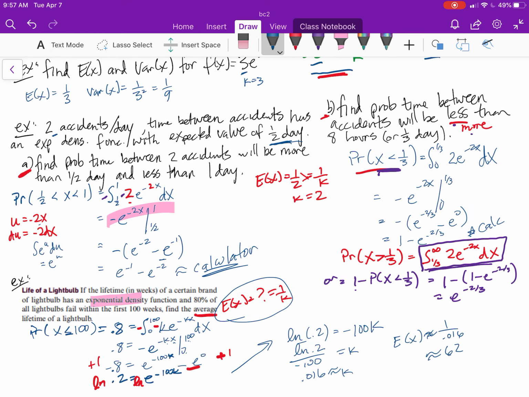So what does that mean? The expected value, x is in weeks, right? Lifetime in weeks. On average, the lifetime of the light bulb is about 62 weeks on average.